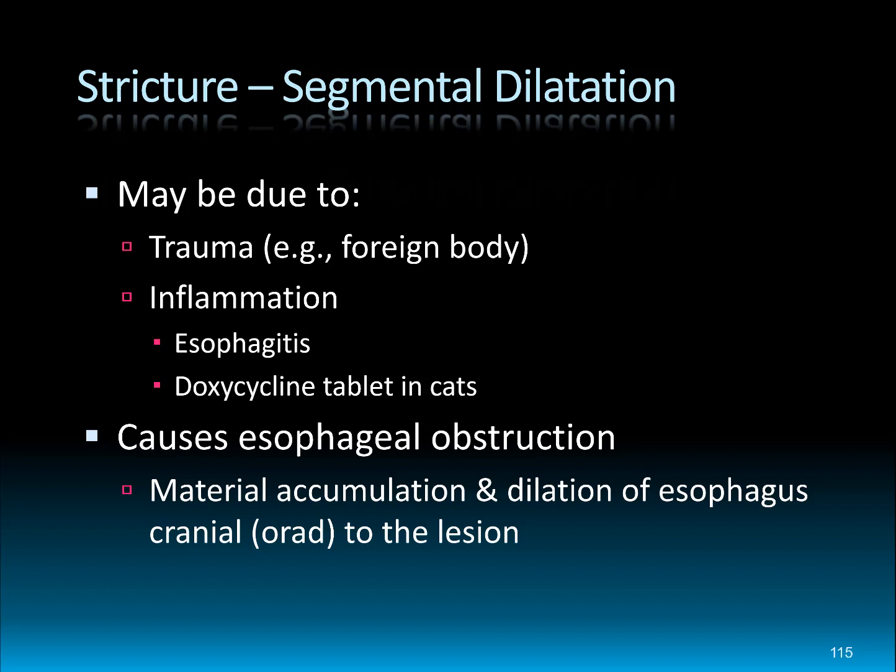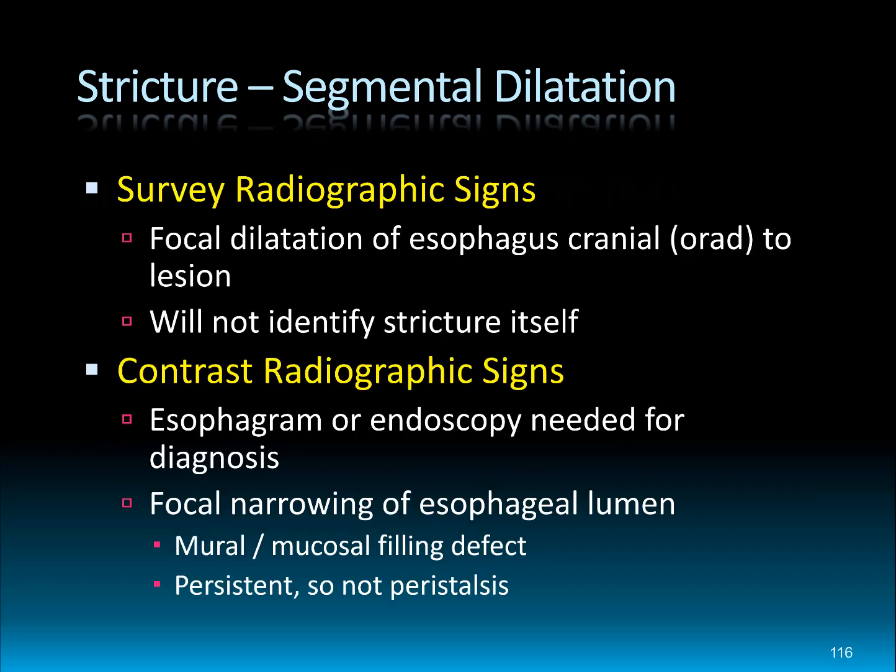And so you get secondary fibrosis, and it will stricture down and again cause narrowing of the lumen and at least some degree of obstruction. And you'll see the usual things on our radiographs. So on survey radiographs, again, you're going to see a focal dilatation of the esophagus cranial to the lesion. The stricture is a soft tissue opacity.